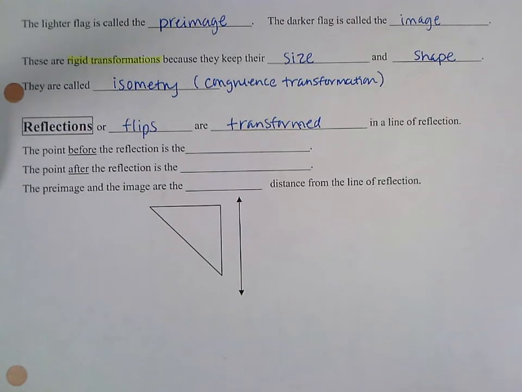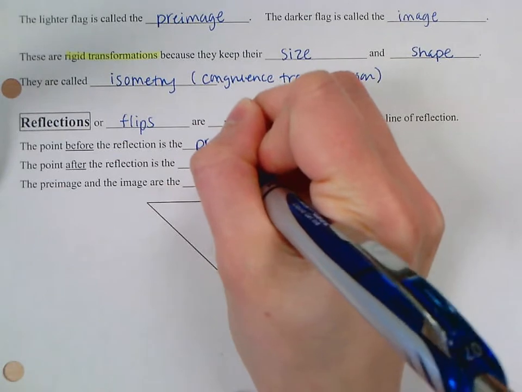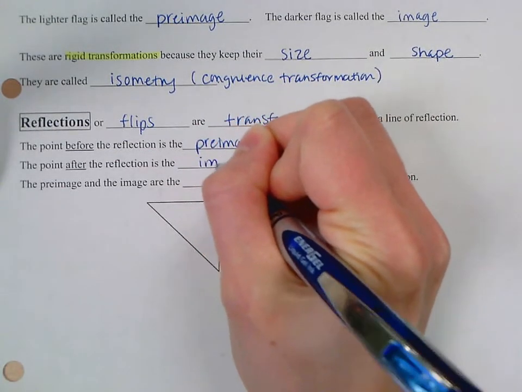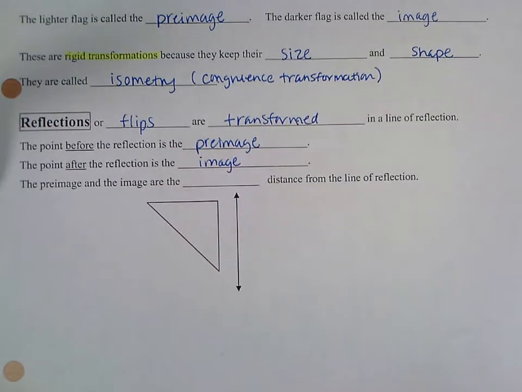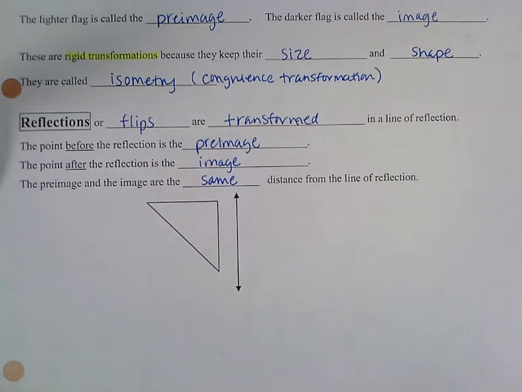So reflections are transformed in a line of reflection, like I had drawn in on the reflection flag example where that line would be. So you're going to see when we actually work through these that you have the points that are the vertices of the pre-image, and then you have the points of the image. So the point before the reflection is the pre-image, and then the point after the reflection is the image. The pre-image and the image are the same distance from the line of reflection.